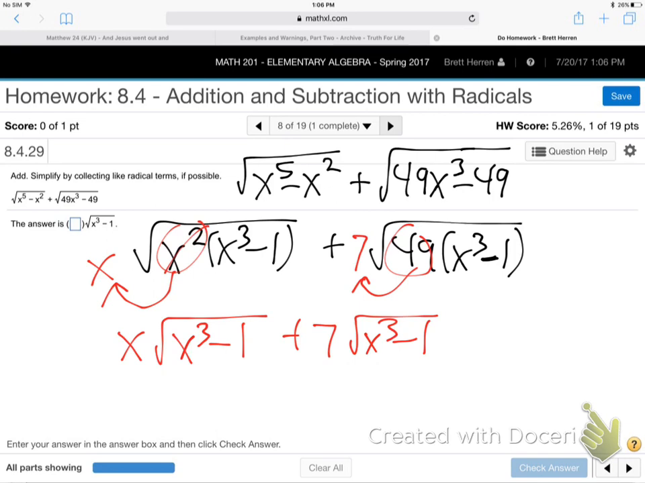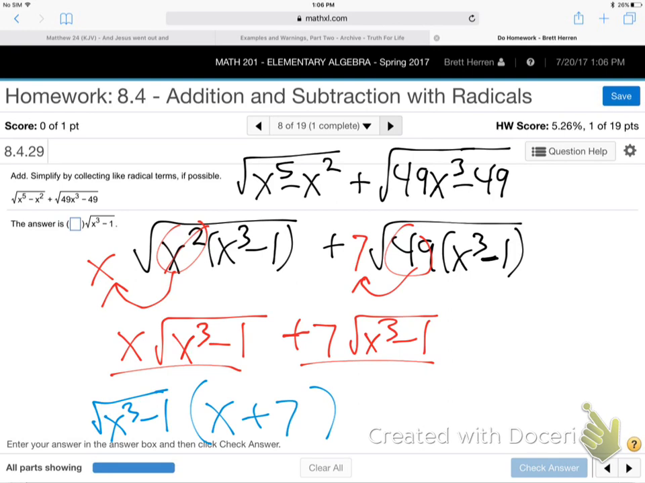And now, these two terms, can we factor? What do they both have in common? They have that square root of x cubed minus 1. What does that leave in there? X plus 7. And we're done.